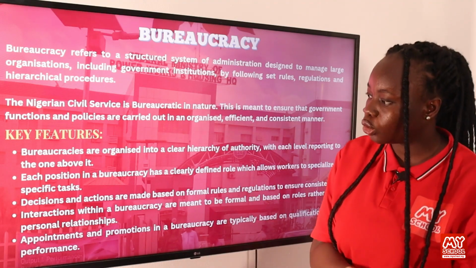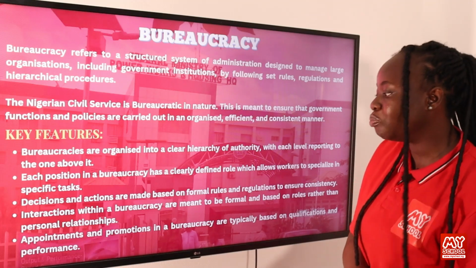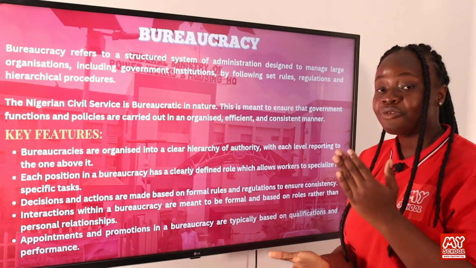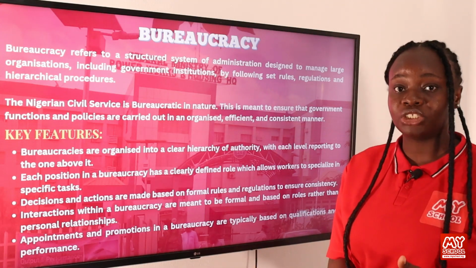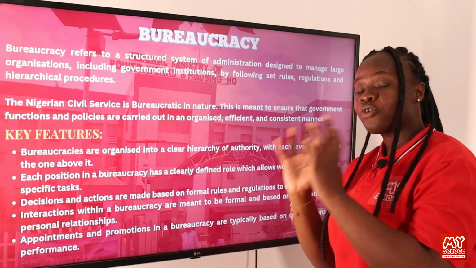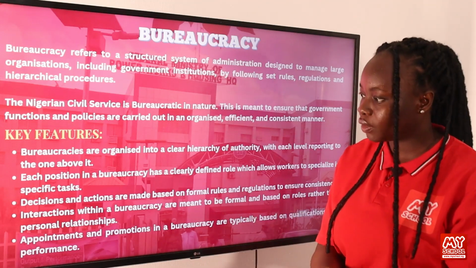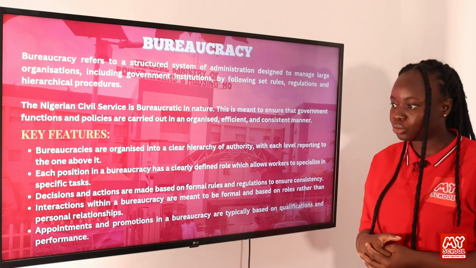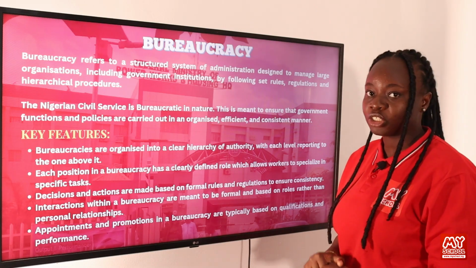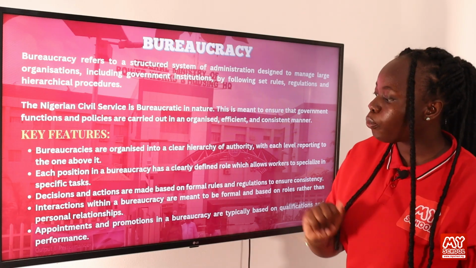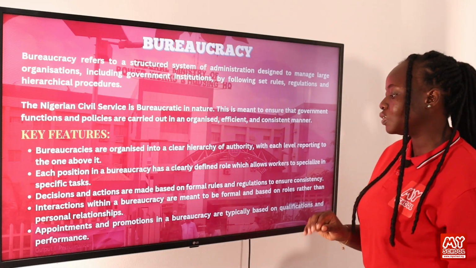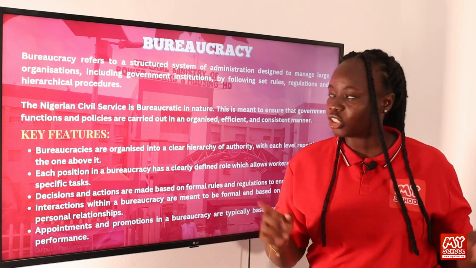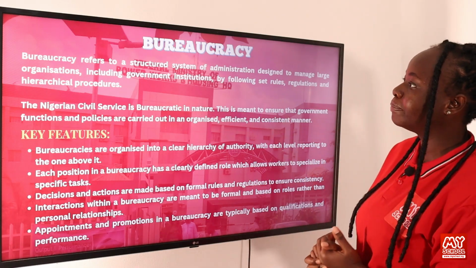So decisions and actions are made based on formal rules and regulations to ensure consistency. They have respect for rules, regulations, and procedures. They ensure that they perform their duties according to the rules of service. Interactions within a bureaucracy are meant to be formal and based on roles rather than personal relationships. They are very objective in nature. Appointments and promotions in a bureaucracy are typically based on qualification and performance rather than political affiliations. Now let's move on to the next slide.